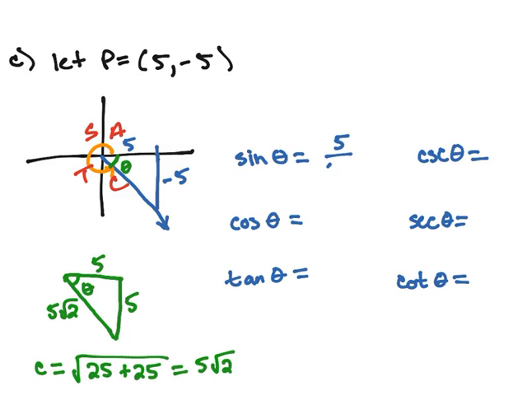So I get 5 over 5 root 2. Quadrant 4, cosine's the only thing that's positive, so sine is going to be negative. Now this will simplify. 5 divided by 5 is going to go away. So I've really got negative 1 over square root of 2, right? Which we know, if I rationalize that, is going to be negative root 2 over 2.